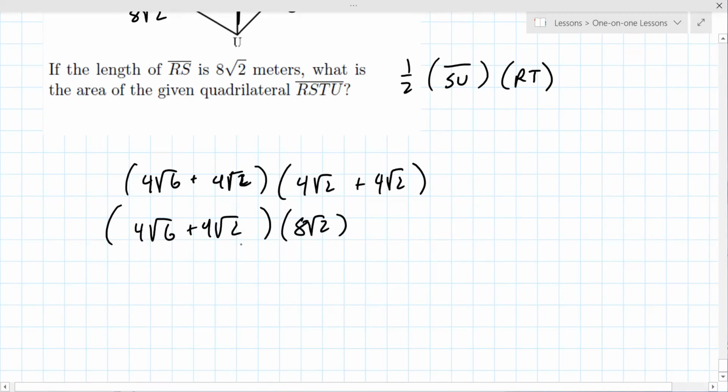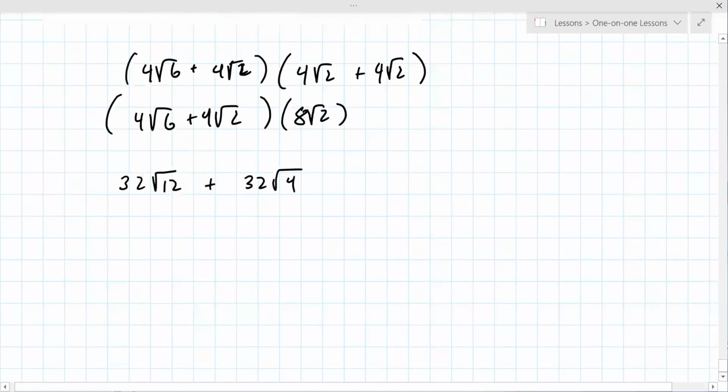You're going to get two terms, but when you multiply this first one, it's 32 square root 12 plus 32 square root 4. This becomes 64. 12 is 2 square root 3. Like, it's okay to write it underneath. And then that becomes 64 square root 3 plus 64. How does 32 root 4 get 64? Oh, right. Yeah, obviously.